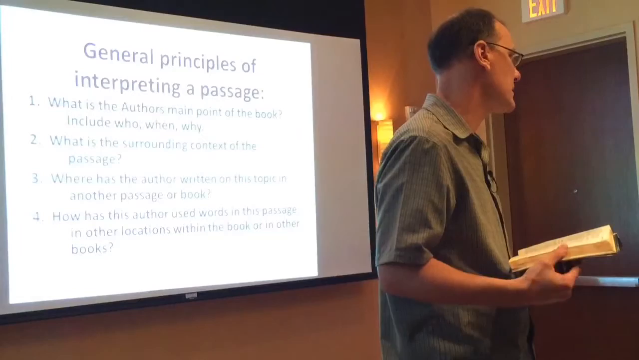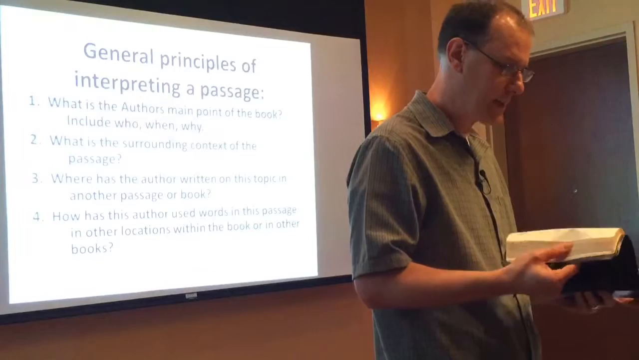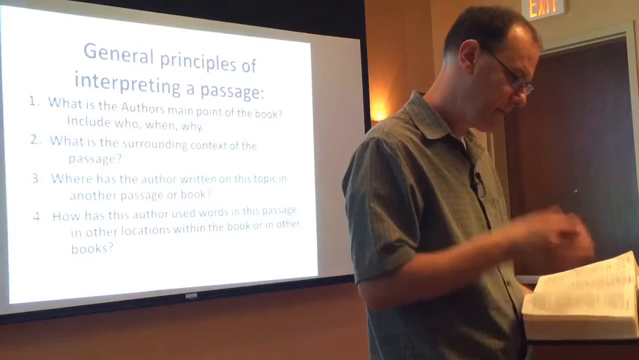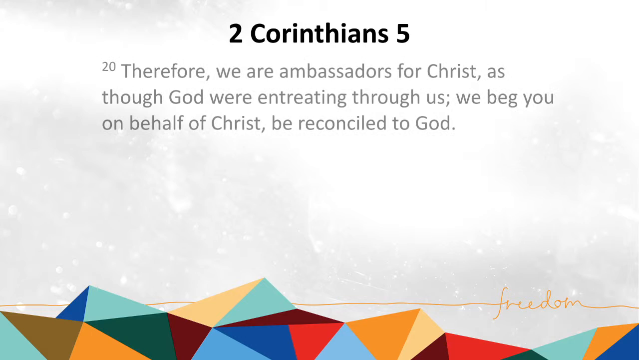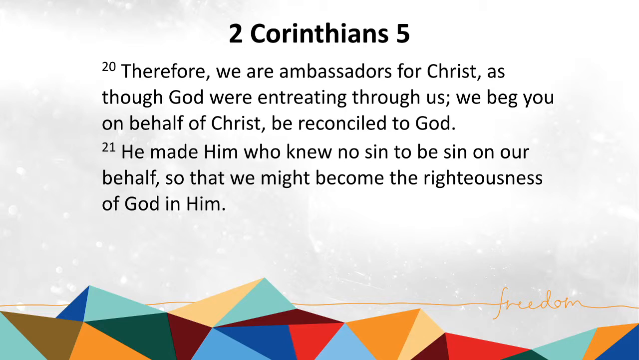So we see the righteousness of God. Well, how does Paul use the righteousness of God somewhere else? Let's take a look at 2 Corinthians chapter 5. I believe it's the last verse in chapter 5. Starting at 20, therefore we are ambassadors for Christ, as though God were entreating through us. We beg you on behalf of Christ, be reconciled to God. In verse 21, he made him who knew no sin to be sin on our behalf, that we might become the righteousness of God in him.